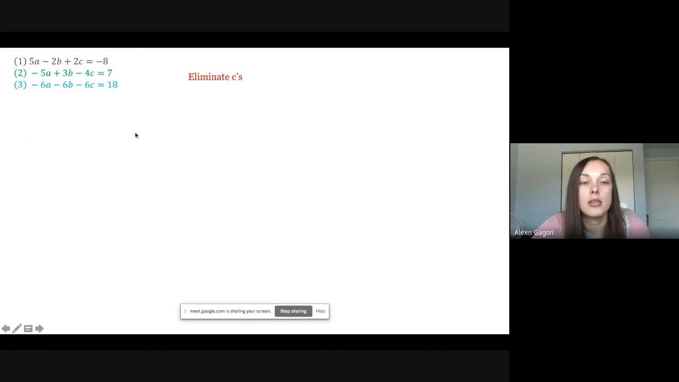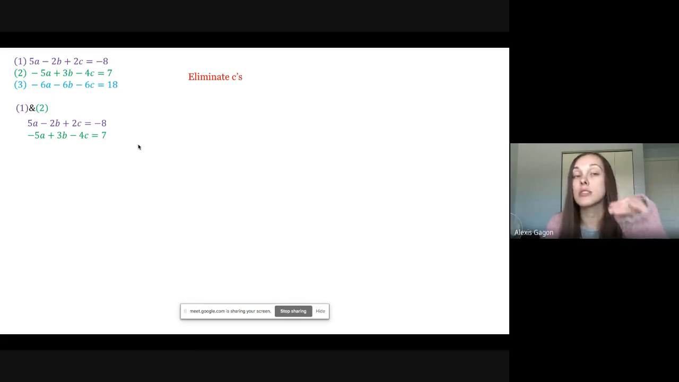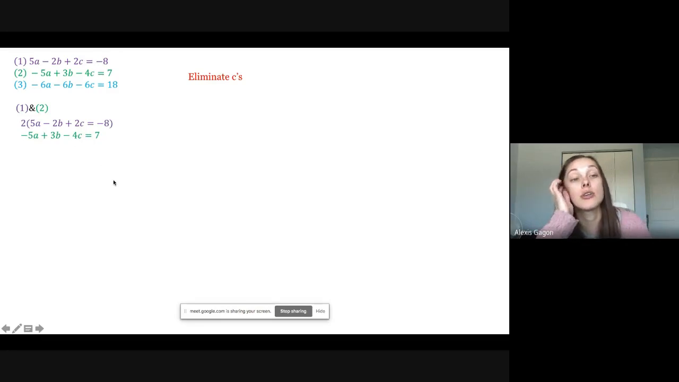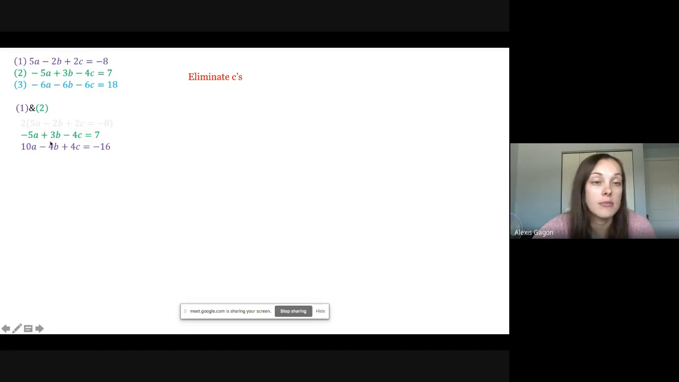But let's put 1 and 2 together first. And remember, I chose c's, so I can't just add these 2 together because it's going to eliminate a's. And I don't want to eliminate a's. I want to eliminate c's. Once you choose a variable, stick with it. So to eliminate the c's here, I need to get this to be a positive 4. So I'm going to multiply that top equation by 2. And doing so, you get 10a minus 4b plus 4c equals negative 16.